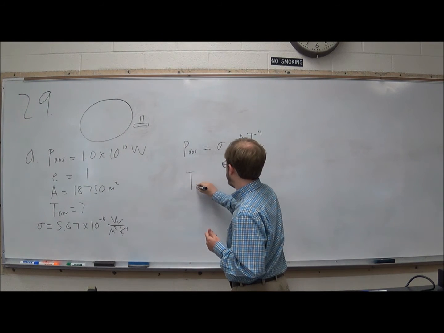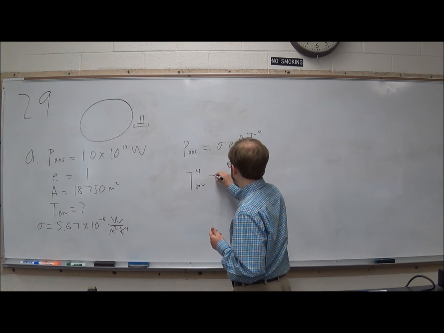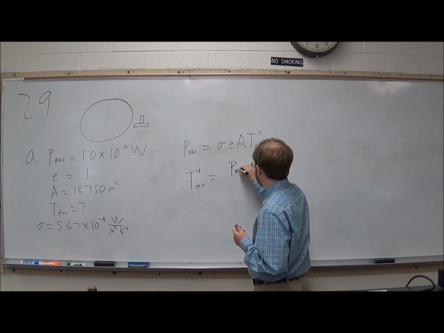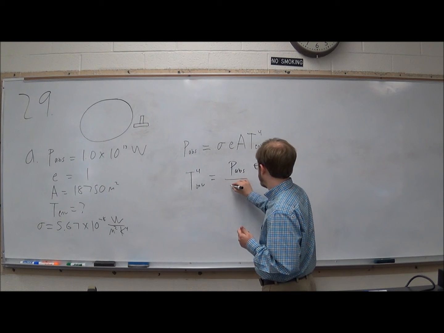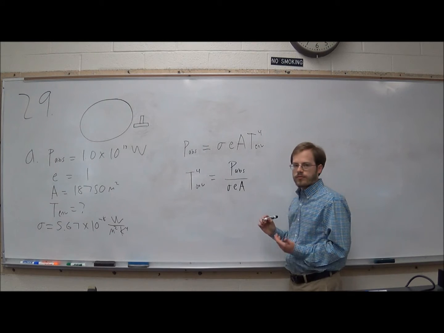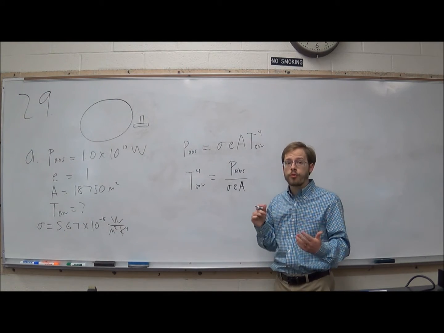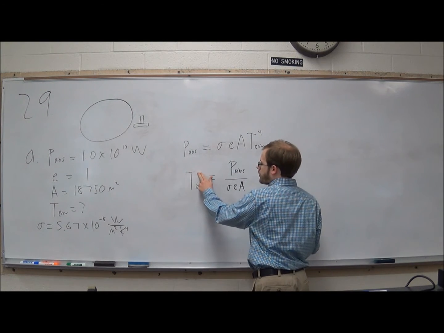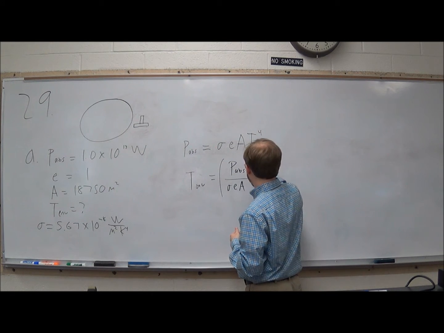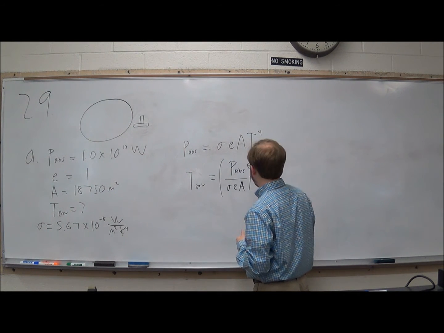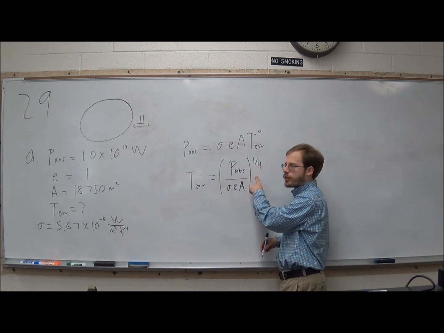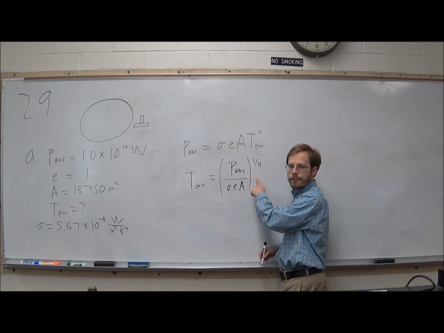Temperature of the environment is going to be P absorbed over sigma E. And now we need to take the fourth root. Remember, this is temperature of the environment to the fourth power. In other words, to undo the fourth power, we take the fourth root, so the opposite side of the equation is taken to the 1/4 power.